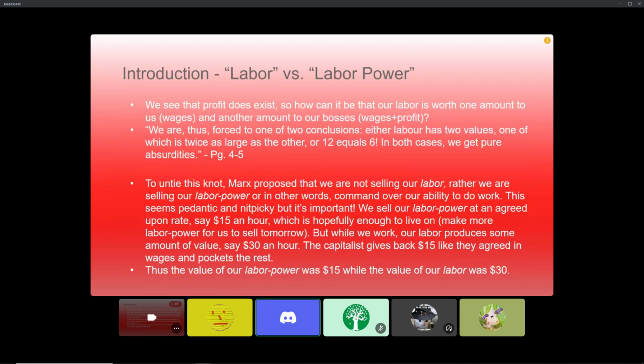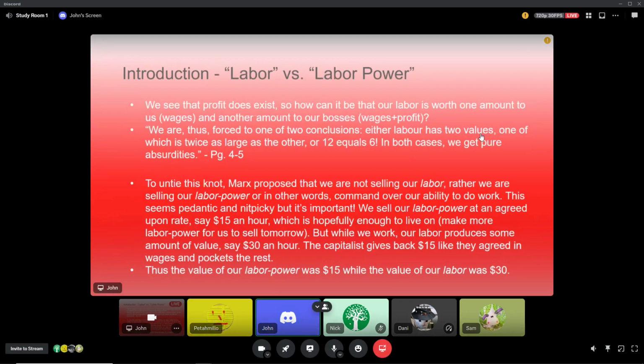And so we're forced to one of two conclusions. Either labor has two values, one of which is twice the other, or 12 equals 6. In both cases, we get pure absurdities, to quote Engels again. And so, to undo this mess, Marx came up with a new concept, and he proposed that we're not selling our labor, rather we're selling our labor power, or in other words, command over our ability to do work.